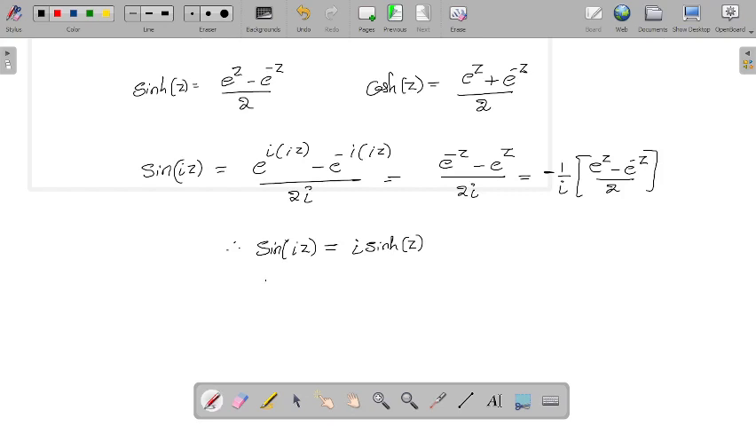And similarly you can see what happens to cos of iz. Cos of iz will be the same as cosh z.